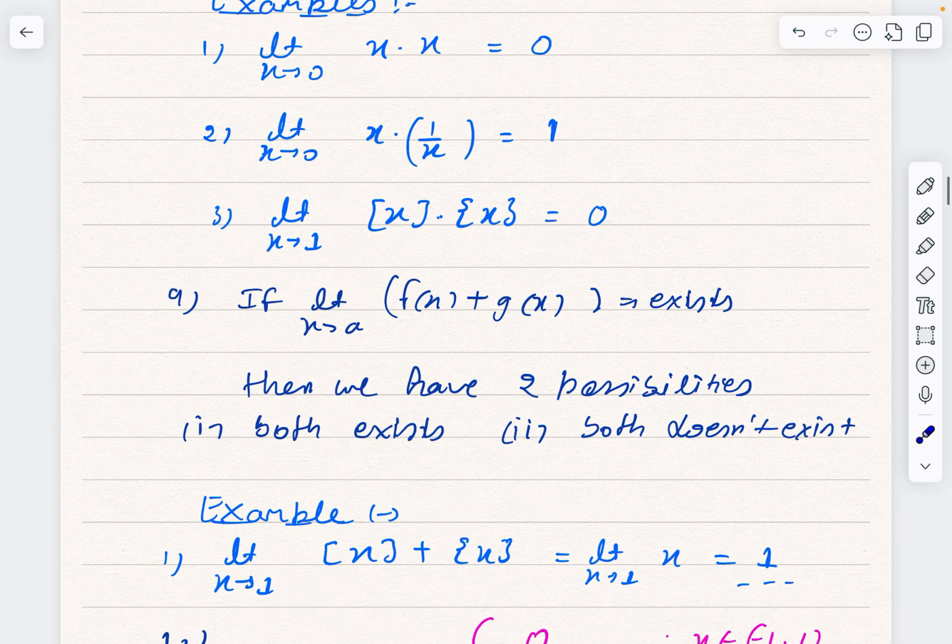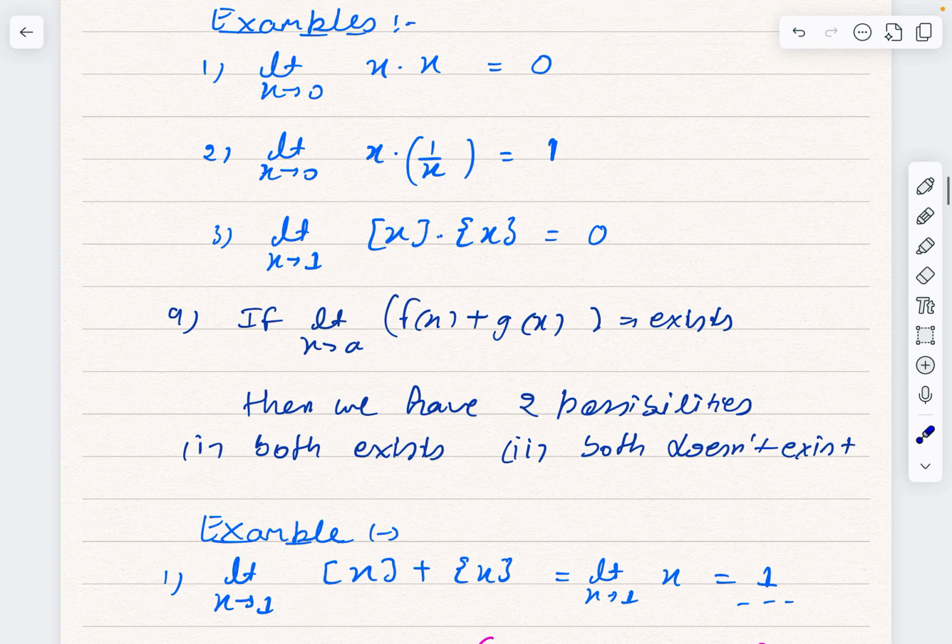And the last one here, if limit x tends to a of f(x) plus g(x) is given to exist. So if it is given that the sum of two functions, their limit exists. What are the possibilities here? Here we have only two possibilities. Either both exist or both don't exist. The third possibility is not here. It is not possible that one will exist and one will not exist. Only both exist or both don't exist.